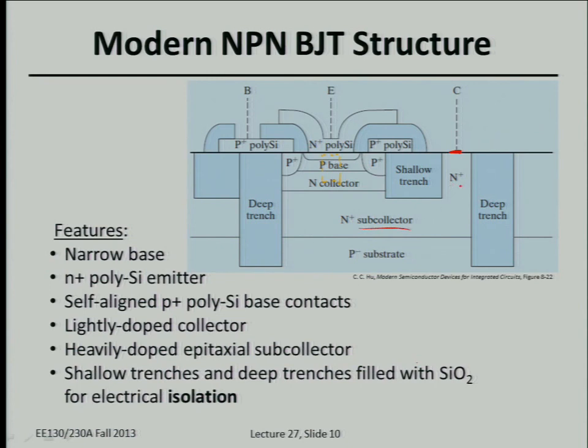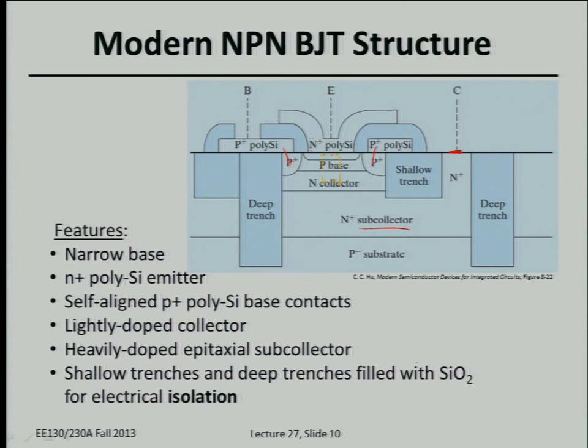Now for the base, it's not super heavily doped, it's moderately heavily doped. You would like to have low resistance contact regions. So in advanced structures, they do use heavily doped P-type silicon, and the dopants in the P-type silicon will naturally diffuse into the silicon here. So you have self-aligned, heavily doped P-type contacts to the intrinsic base region.